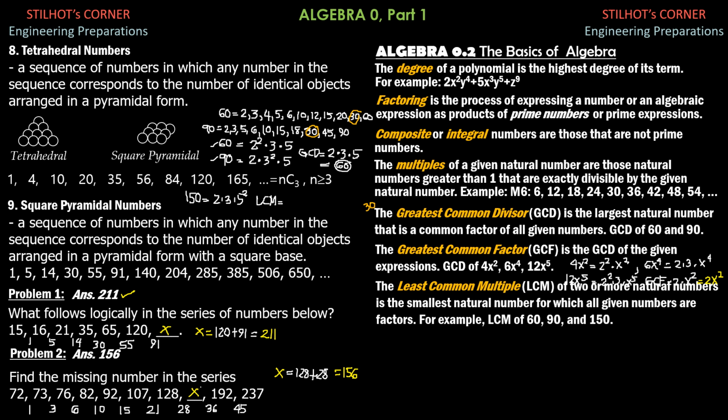Though 2 is common, common or uncommon, there's no problem. For 2, the highest is 2 squared. Then for 3, the highest is 3 squared, so times 3 squared. And for 5, the highest is 5 squared. So even if it is not common, you can still consider it as a value in determining the LCM. So the LCM therefore is 2 squared times 3 squared times 5 squared.